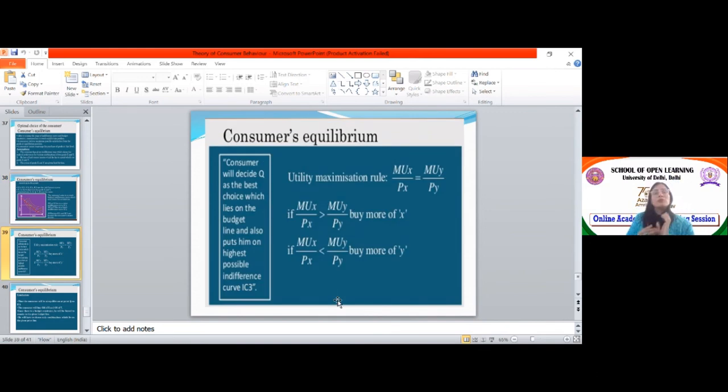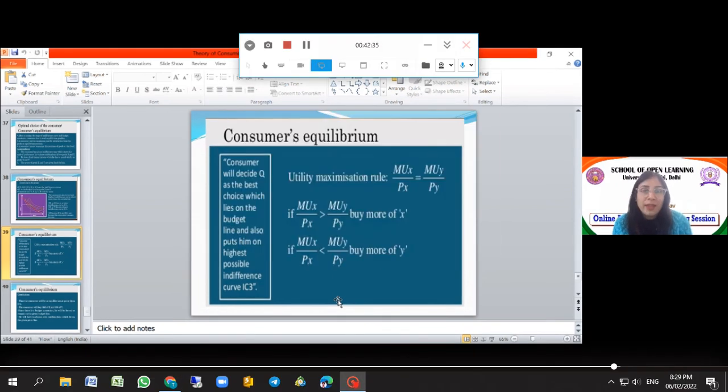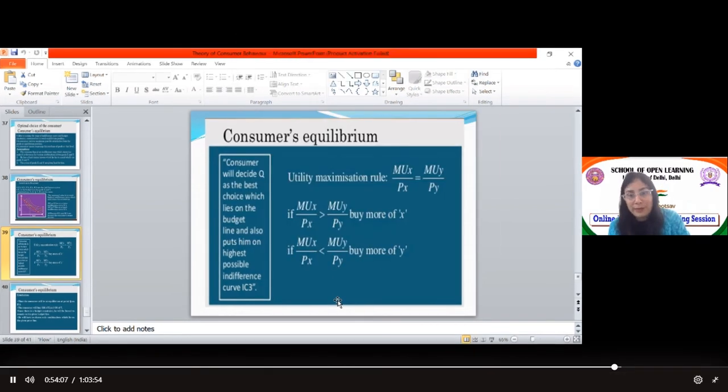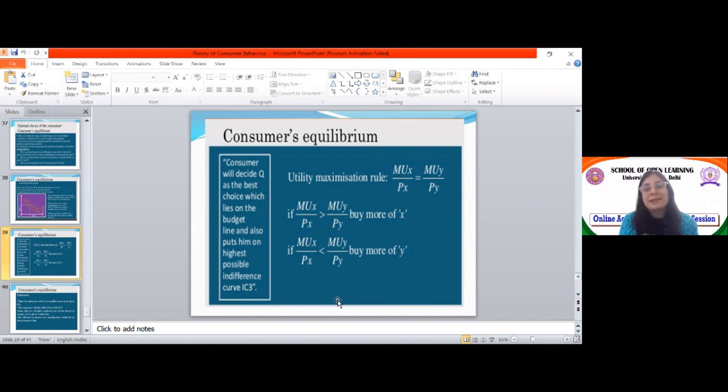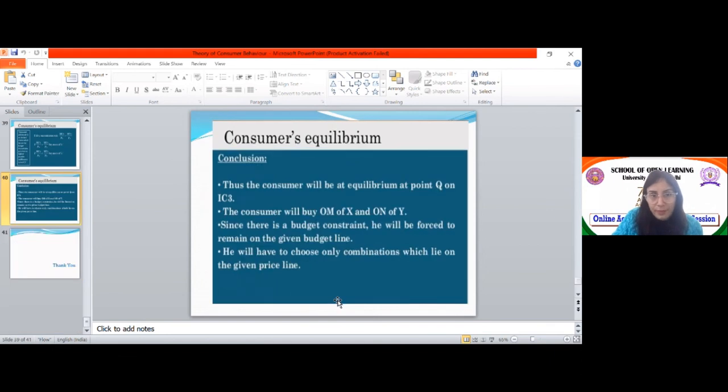Okay. And MUX about utility maximization. So whatever utility I'm getting from good X, that means MUX upon PX. Like whatever marginal utility we are getting from the X good, upon its price. And it is equal to MUY upon PY. So this is the utility maximization rule. That means MUX upon PX is equal to MUY upon PY. Here we are having the best satisfaction. So that is on the indifference curve.